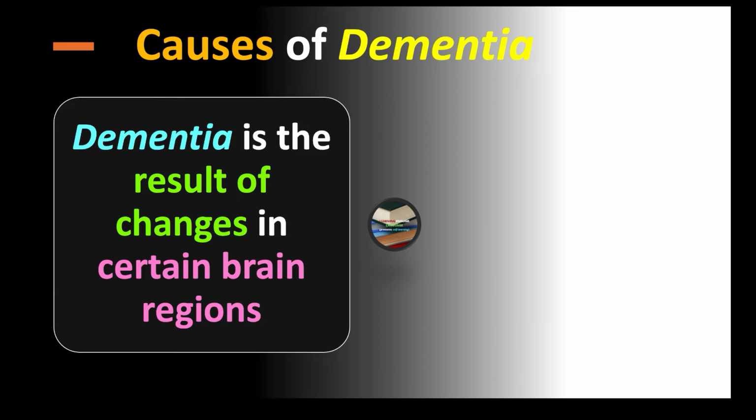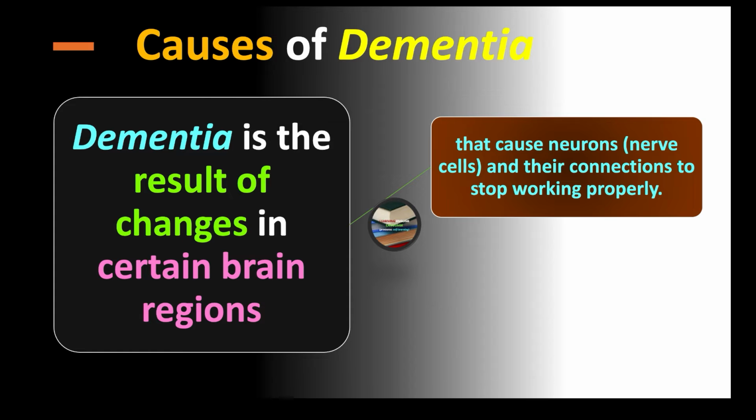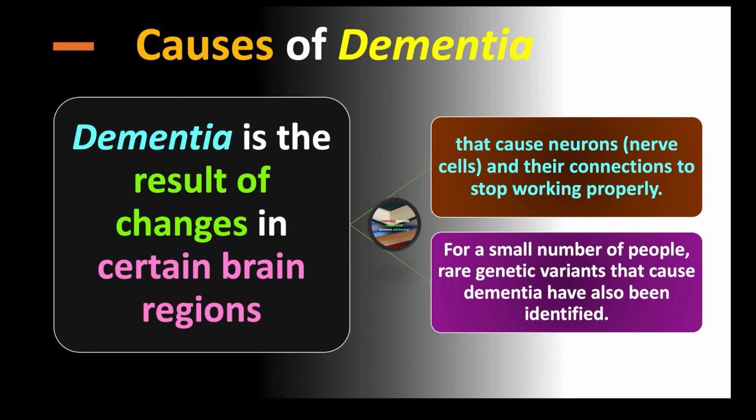Causes of dementia. Dementia is the result of changes in certain brain regions that cause neurons, nerve cells, and their connections to stop working properly. For a small number of people, rare genetic variants that cause dementia have also been identified.